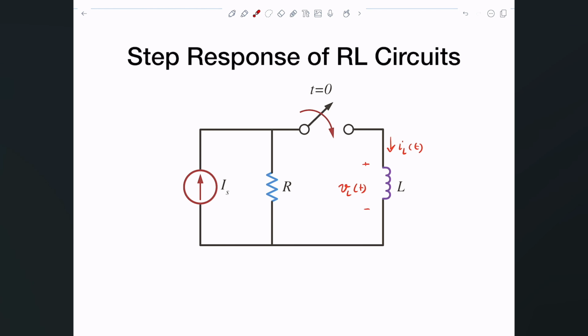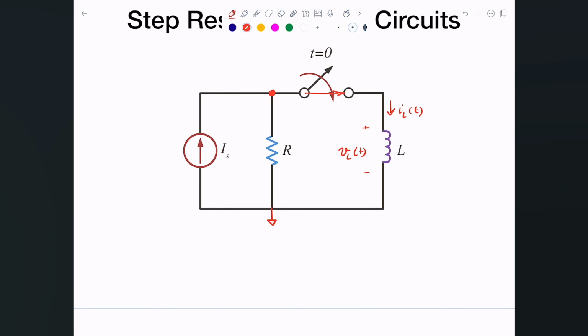In this circuit, we'll close the switch at exactly t0, so the inductor may or may not have initial energy stored in it. I'll assume that it does, and we'll go from there. The switch is closed, so I'll take this as my reference point and figure out what the voltage in here is. I'll write a nodal equation.